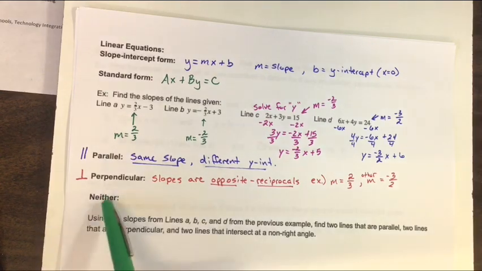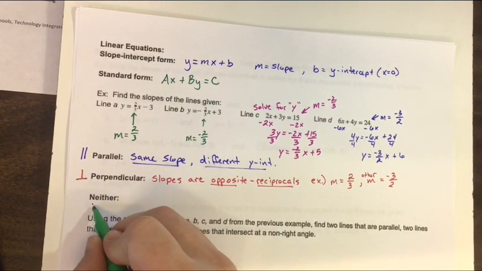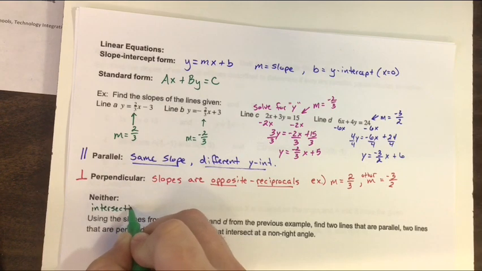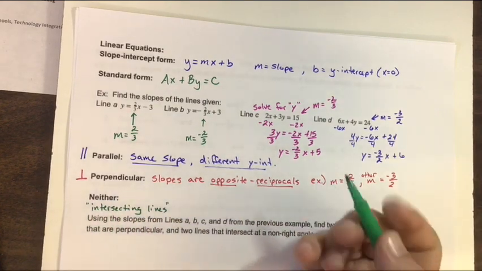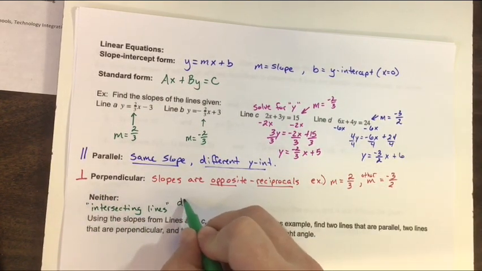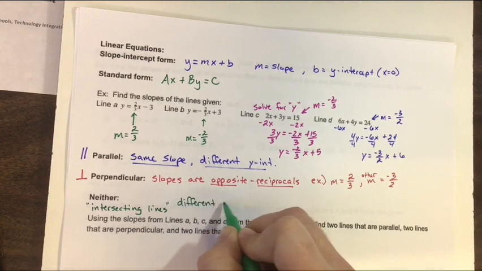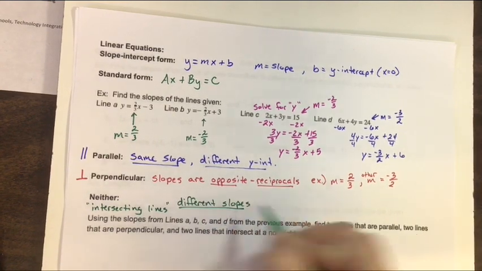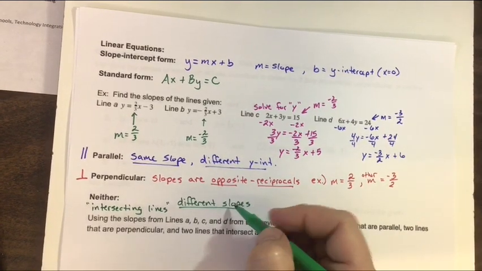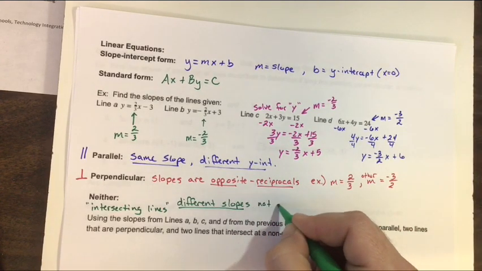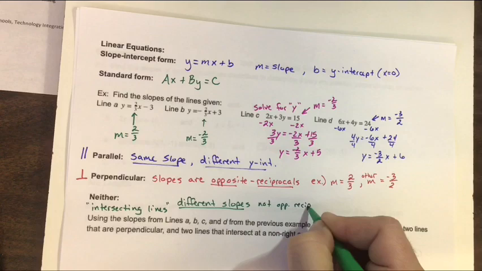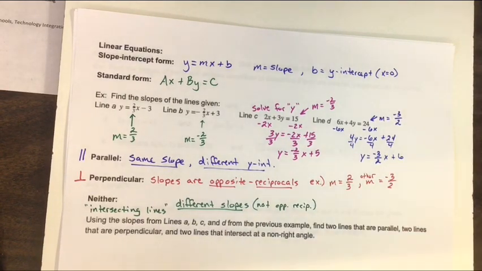And then we also have the option that neither of these is true, and that just means that they are intersecting lines. Okay? Neither means that they are intersecting lines, which means that they just have different slopes. All right, again, it doesn't matter what their y-intercepts are. If they have different slopes that are not opposite reciprocal, okay, just different and not related, then they are neither parallel nor perpendicular.